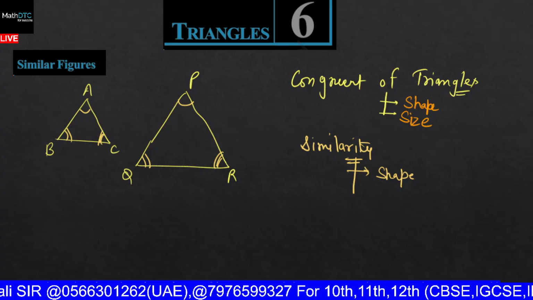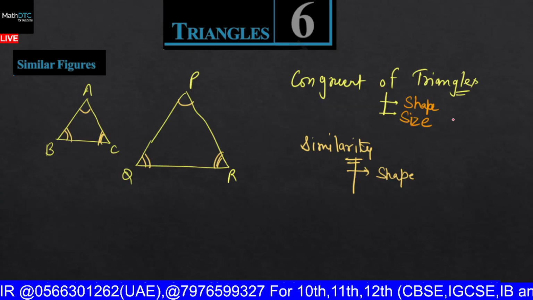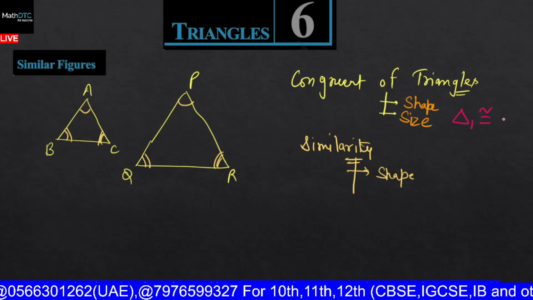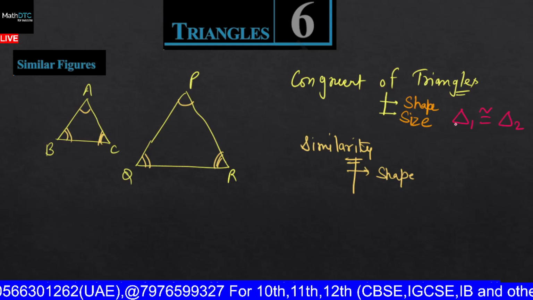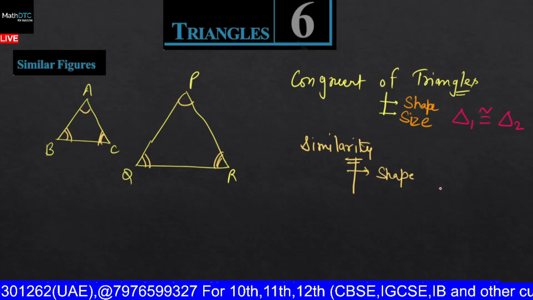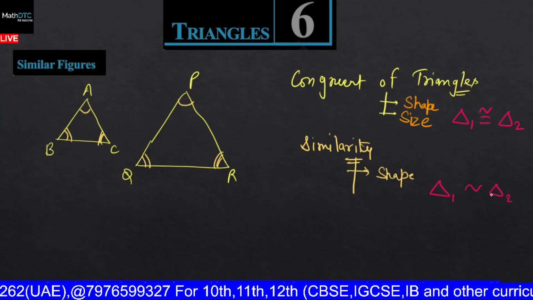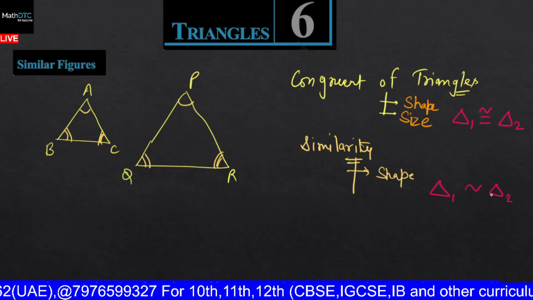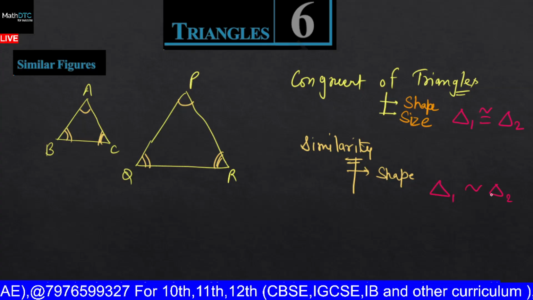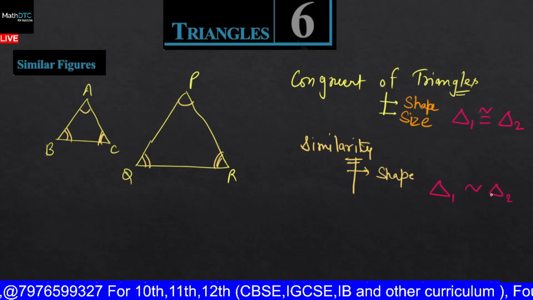Now, when we discuss the congruency of two triangles, we use the symbol for congruent: triangle 1 is congruent to triangle 2. But in the case of similarity, we use only the wave sign: triangle 1 is similar to triangle 2.